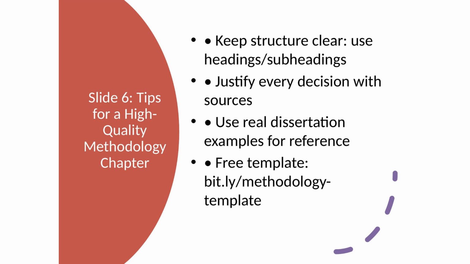To write a high-scoring methodology chapter, structure is everything. Use clear headings and subheadings, such as research design, sampling, and data collection, to guide the reader. Every choice you make, research philosophy, approach, data tools, and sampling, should be backed with academic references. Avoid vague or generic explanations. For example, rather than saying interviews were used, explain why and how they align with your objectives.